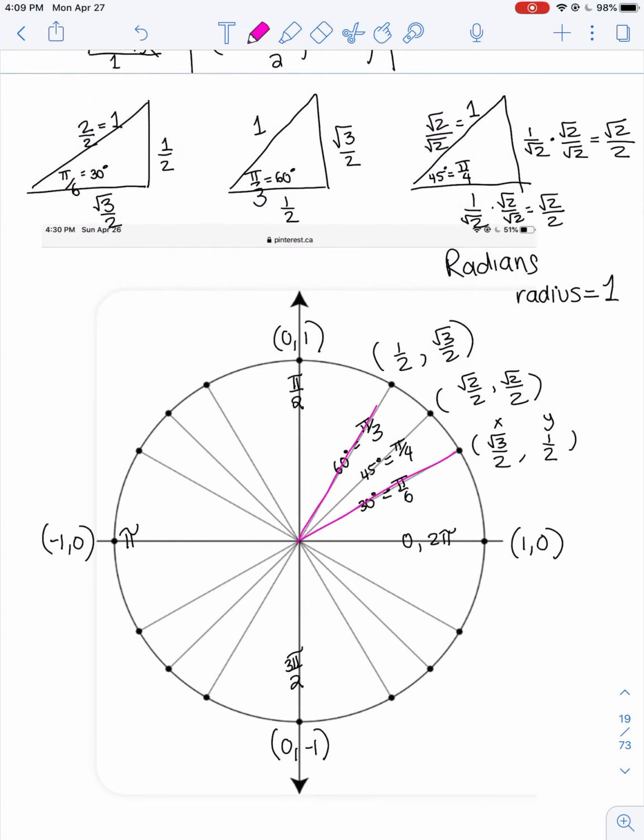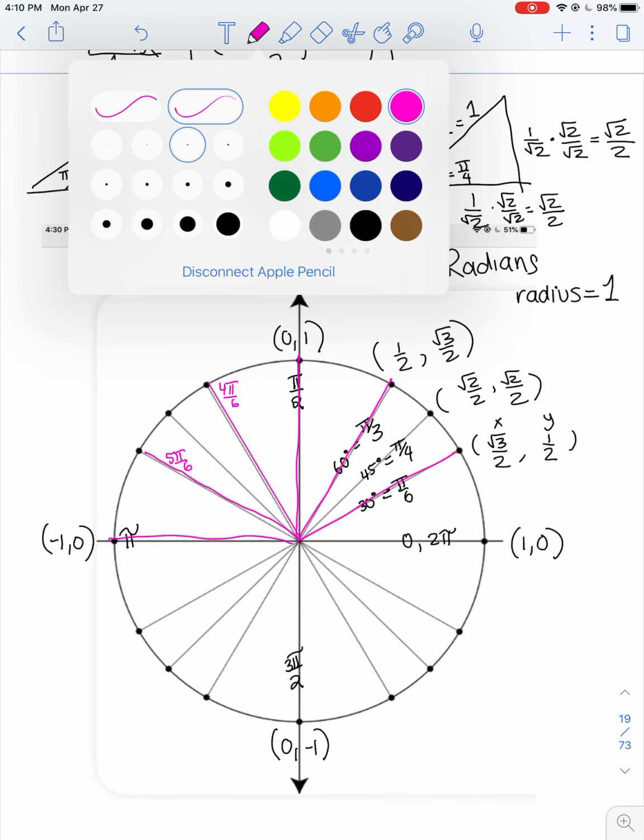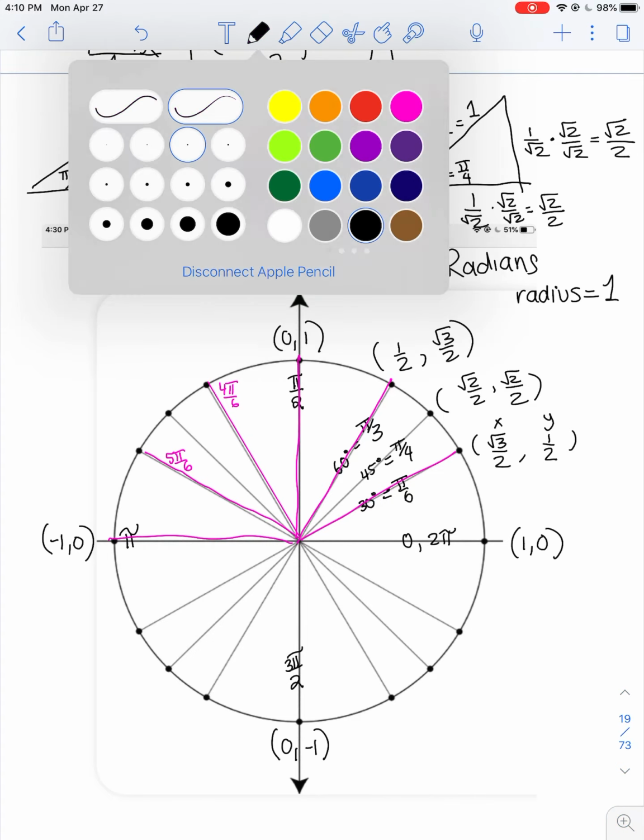So I'll just show you with a color what that looks like, and I'll take it off. So this would be pi over 6. This would be 2 pi over 6. This guy right here would be 3 pi over 6, which simplifies to pi over 2. This is 4 pi over 6. So I'm going to write 4 pi over 6. This would be 5 pi over 6. And then this would be 6 pi over 6, which simplifies to pi.